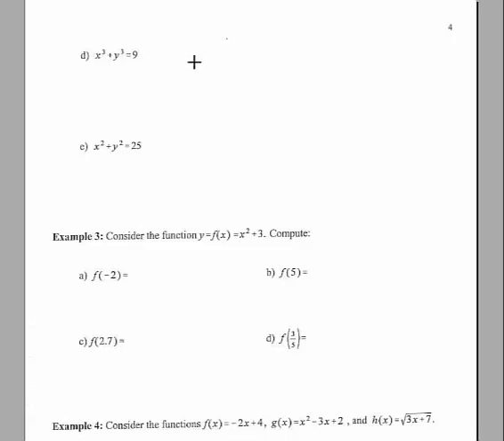Okay, page 4, D. We look at the y variable in the equation, and it has an odd exponent. So when we solve for y, we would only get one equation. So this is a function.